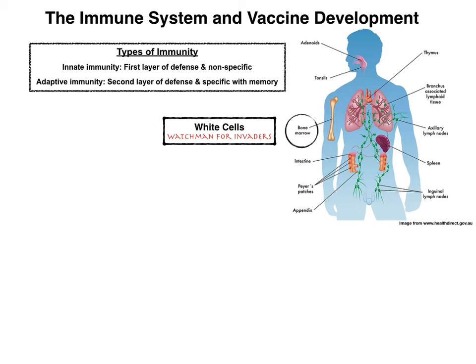And these white cells, we also call them watchmen for invaders, meaning they're always on guard, watching for foreign bodies like infections. That's why it's a very perfect name for them. So one type of white cell is called B cells. These B cells are very specific to a particular pathogen and secrete antibodies that detect the pathogen.